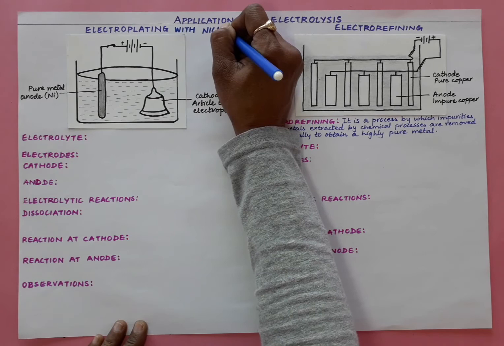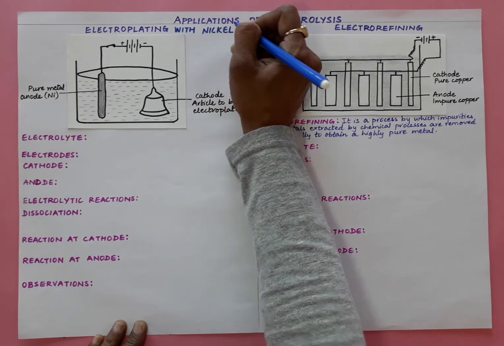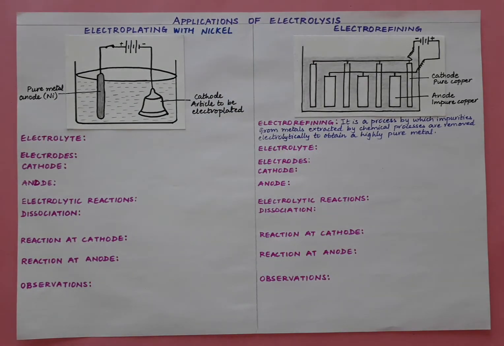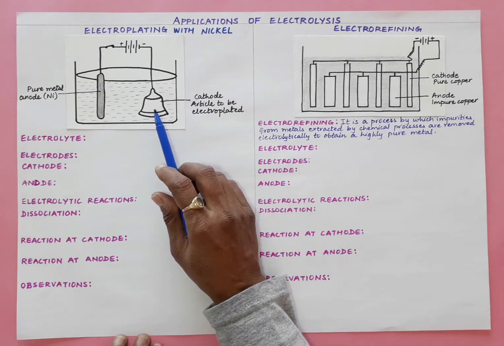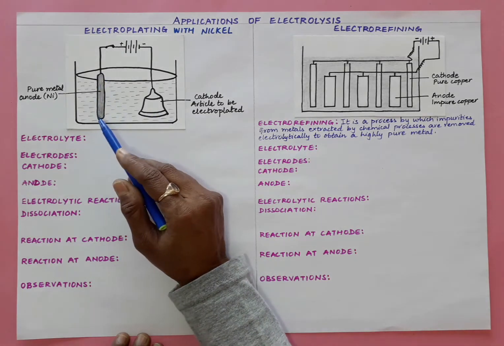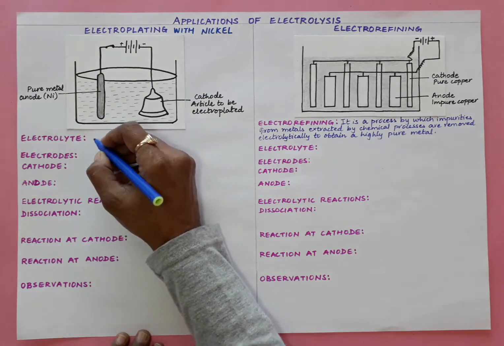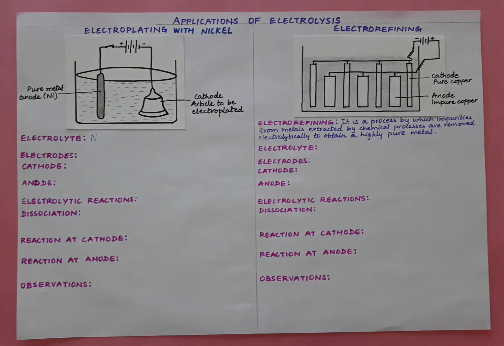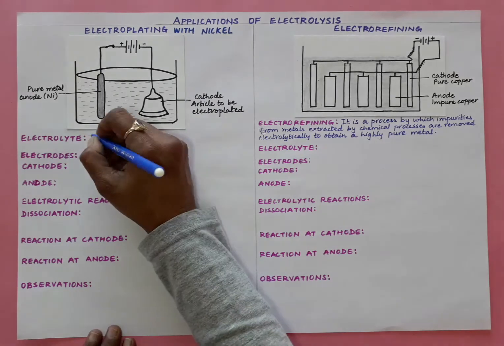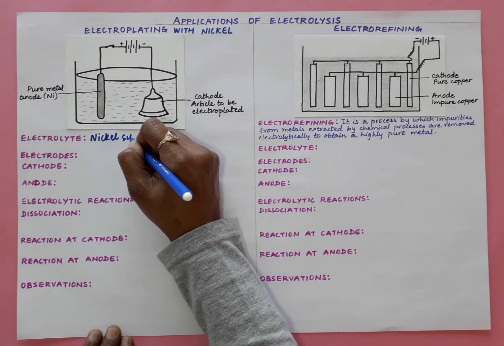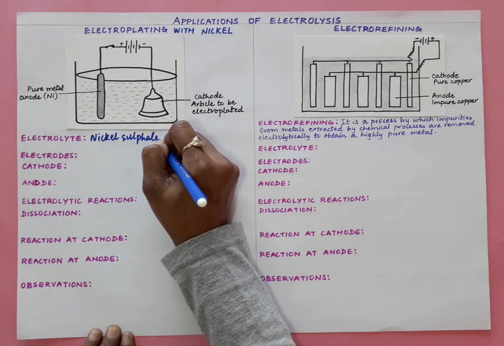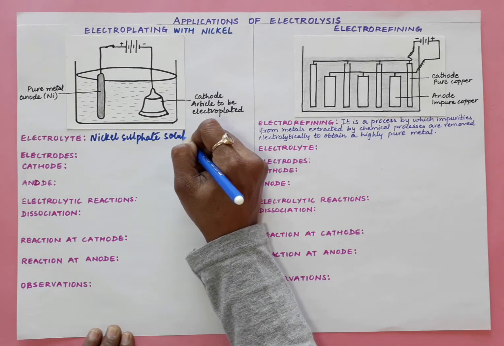So this is our next example. We did electroplating with silver, now it is electroplating with nickel. In this case the object is a bell and the anode is made up of nickel. What is the electrolyte over here? The electrolyte is nickel sulfate solution.